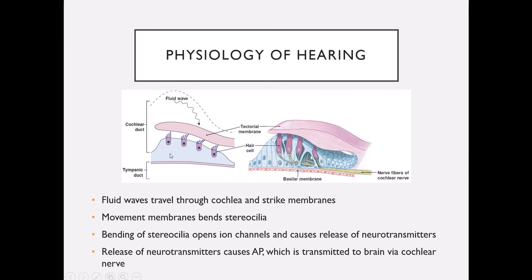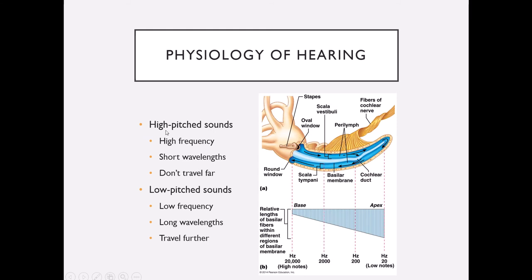What happens as the fluid waves travel through the cochlea is these waves will strike and bend the basilar membrane. When the basilar membrane vibrates and moves, that pushes the stereocilia up against the tectorial membrane, which bends the stereocilia. These are mechanoreceptors, and when they bend, that opens the ion channels and causes the release of neurotransmitters from the receptor cells, and we get an action potential in the cochlear nerve. The information about frequency and pitch and amplitude and loudness is sent from these hair cells, from these receptors here in the spiral organ, to the brain, so that our brain can interpret that as sound.